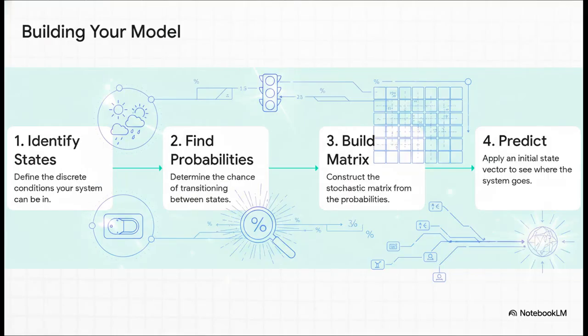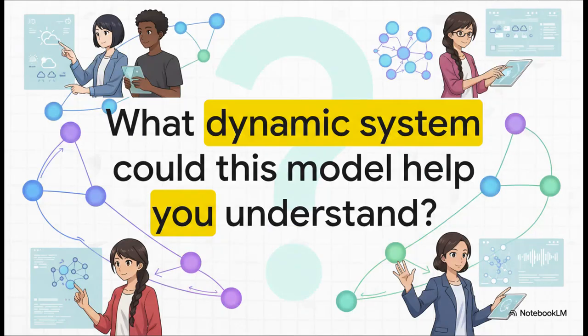So here is your 4-step plan for building your own model. First, you have to clearly identify the different states your system can be in. Second, you need to determine the transition probabilities between those states. This is where your data comes in. Third, you organize those probabilities into your stochastic matrix. And finally, you define a starting point and apply the matrix to see where the system goes. And really, that's the whole shebang.